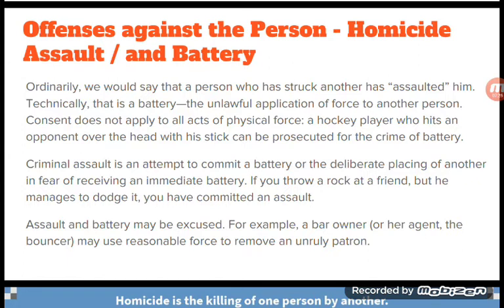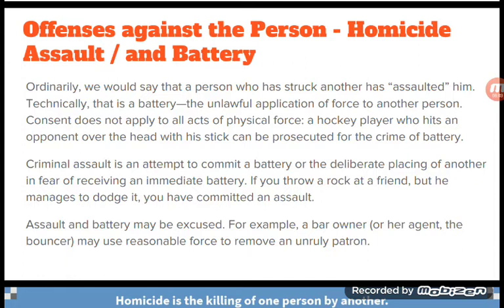Assault, let's start off with battery. Battery is the unlawful application of force to another person. Now, this, of course, doesn't apply to all acts of physical force. For instance, a hockey player who injures another person during a hockey game, in a manner that's going to occur in a hockey game, is not going to be prosecuted for the crime of battery. But still, battery is the unlawful application of force. So battery requires actual contact of force to another person.